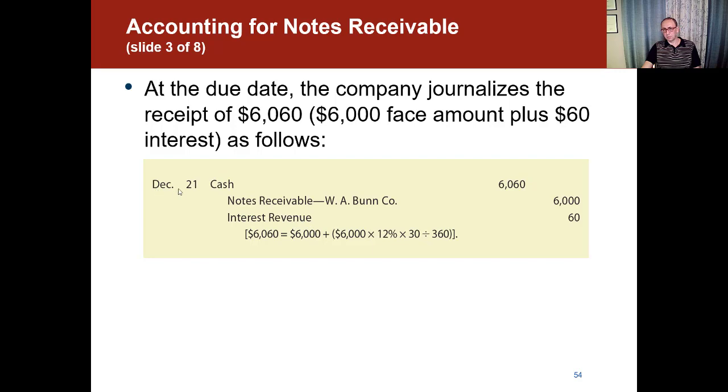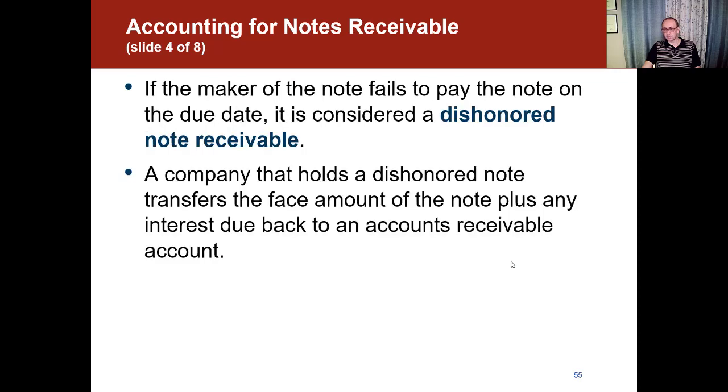So let's see how we do this journal entry on December 21st, which is after 30 days. We debit cash for the total value of the principal plus the interest, so that's $6,000, $60. And then we credit the notes receivable because we want to cancel that notes receivable for $6,000. And then we recognize the interest revenue on the credit side. And I hope you remember, revenues, whenever they're earned, they're recorded on the credit side. And that's for $60.